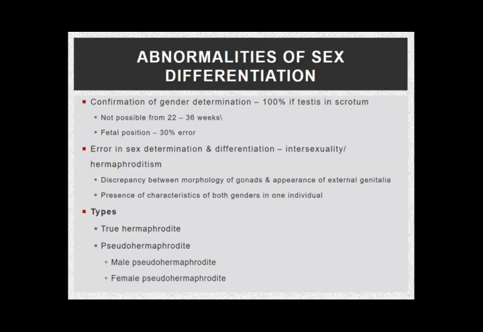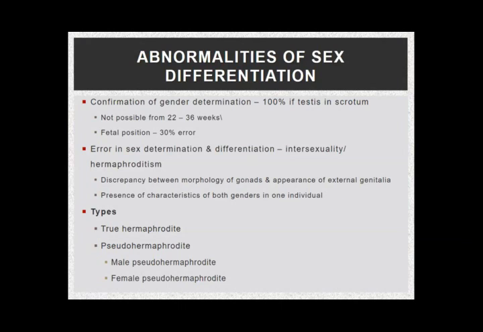This abnormality arises when there is a discrepancy between the gonads and the appearance of external genitalia. By that I mean the gonad may be the testis, but the genitals may be of female. That is what intersexuality or hermaphroditism means. The other thing is that there may be the presence of the characteristics of both the genders in one individual. Male gender, female gender, दोनों की characteristics may be present in one individual.